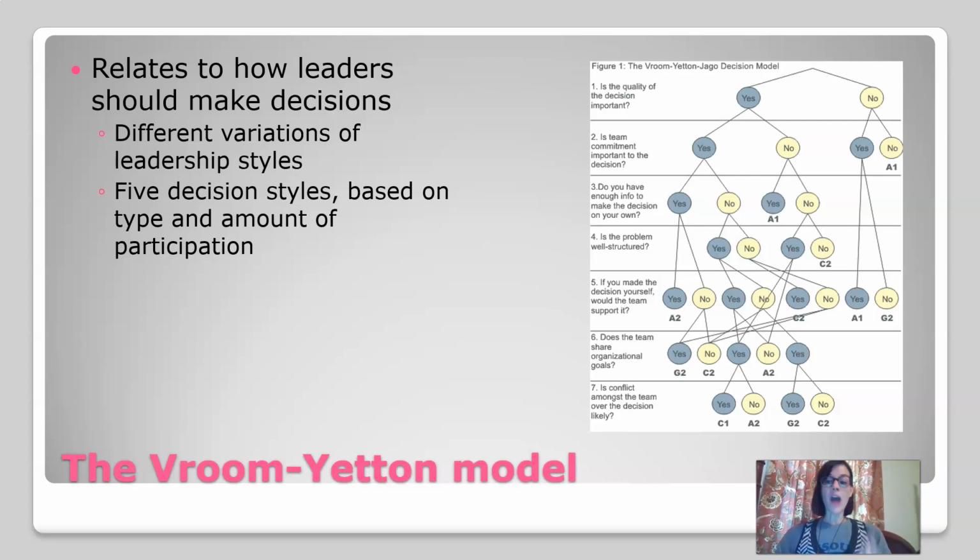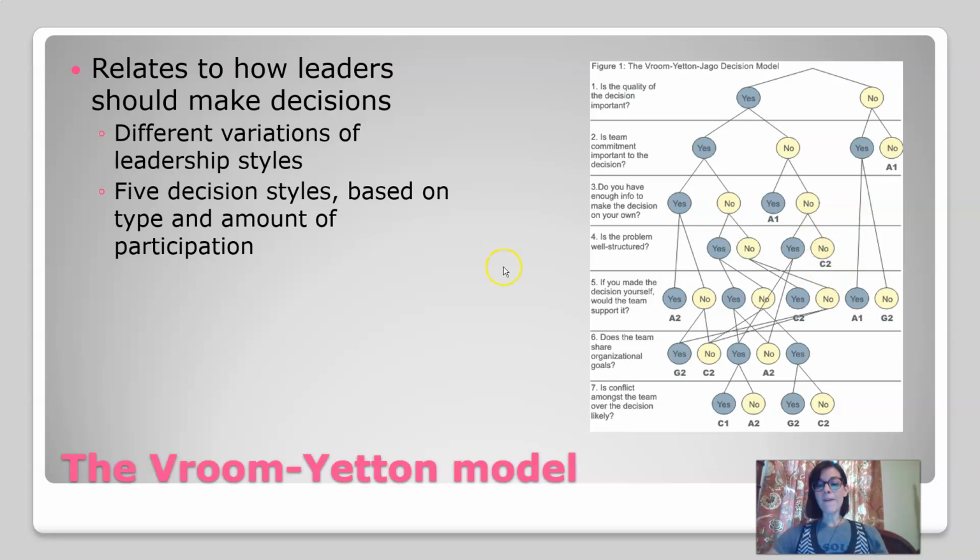The followers are not necessarily meeting each other as part of groups, so that's why we call it consultative type 1. Consultative type 2 is when you meet with relevant followers, but they meet each other as a group. So that would be a case, for example, where: is the quality of the decision important? Yes. Is team commitment to the decision important? No. Do you have enough information to make the decision on your own? No. Is the problem well structured? No. This is a case where consultative type 2 and meeting with a group of relevant subordinates would be helpful.